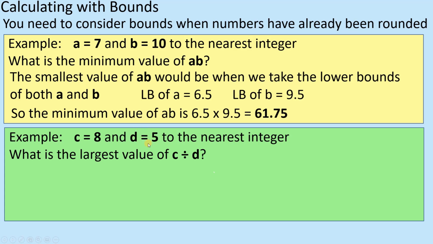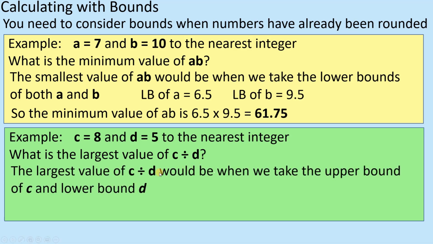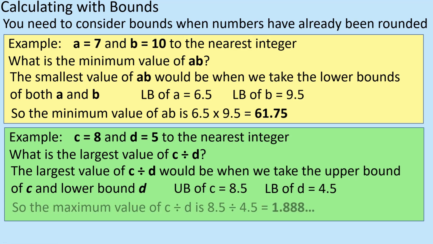You could look at all the different combinations of upper and lower bounds and see which gives you the largest value. But if you think carefully, having the biggest at the top and the smallest at the bottom is going to give me my biggest answer. So the largest value of C will be when we take the upper bound for C and the lower bound for D. The upper bound for C is 8.5, and D is 4.5, and dividing one by the other gives me 1.888 recurring. That's my maximum value.